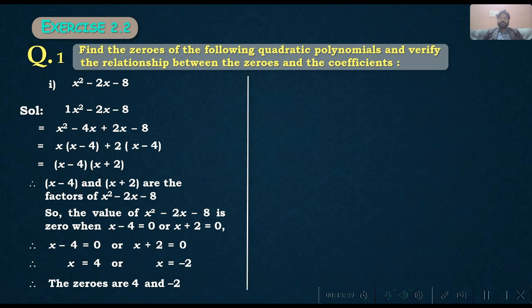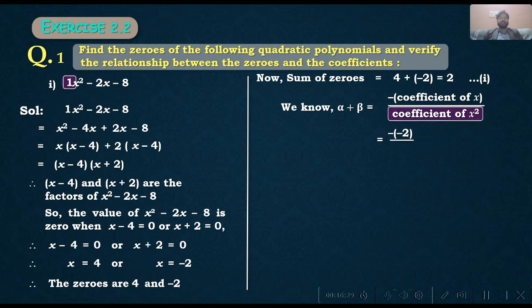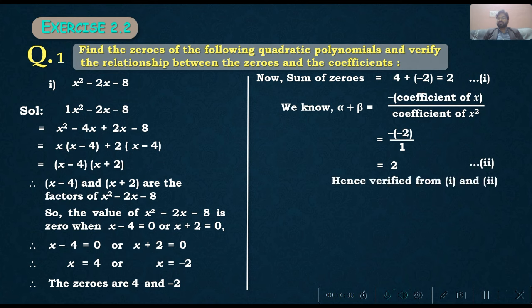Now verify. Sum of zeros: 4 plus minus 2 is 2. We know that alpha plus beta is minus b by a, that is minus coefficient of x upon coefficient of x square. Now coefficient of x is minus 2, so minus of minus 2 upon coefficient of x square, that is 1. The value of alpha plus beta is 2, and the sum of zeros is also 2. So this is equation 2. Now comparing 1 and 2, hence verified.